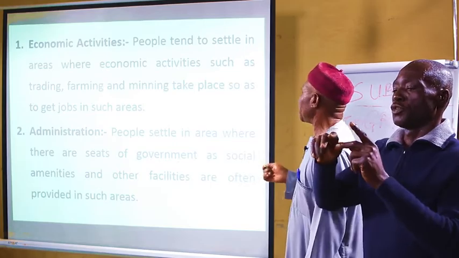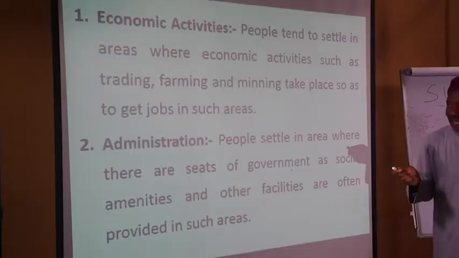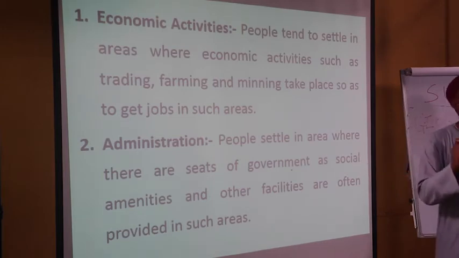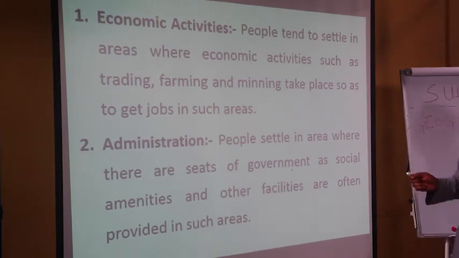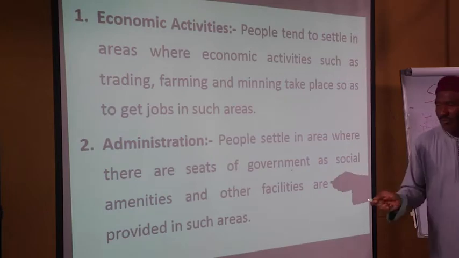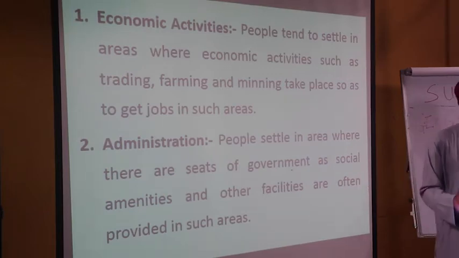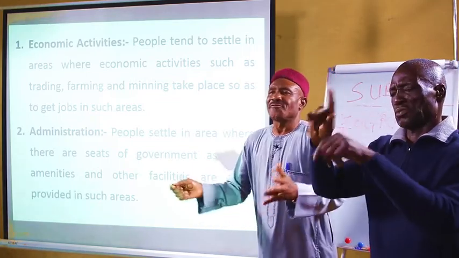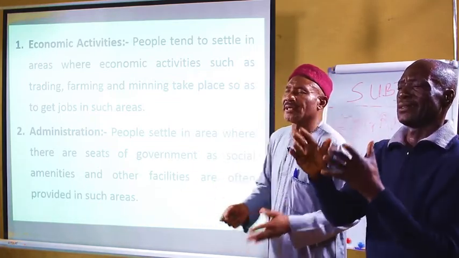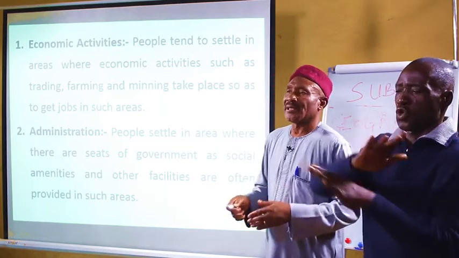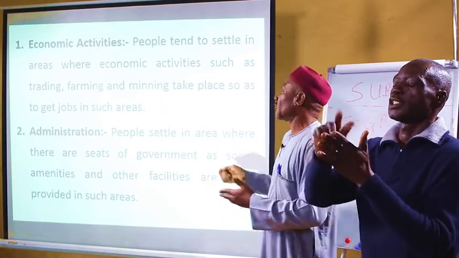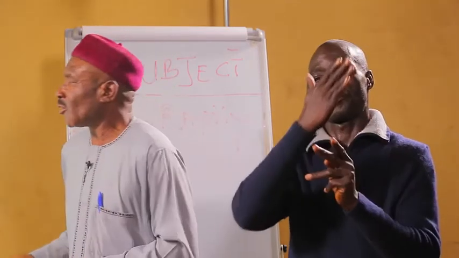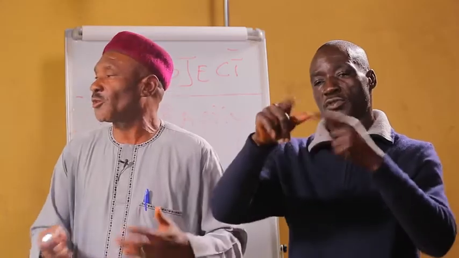People settle in areas where there are seats of government, as social amenities and other facilities are often provided in such areas. For example, why do people go to Abuja? They come to Kaduna in influx, they go to Abuja. It is because in those kinds of towns, they can get a job there. Most of the work is administrative. So people go there to settle because of social amenities.